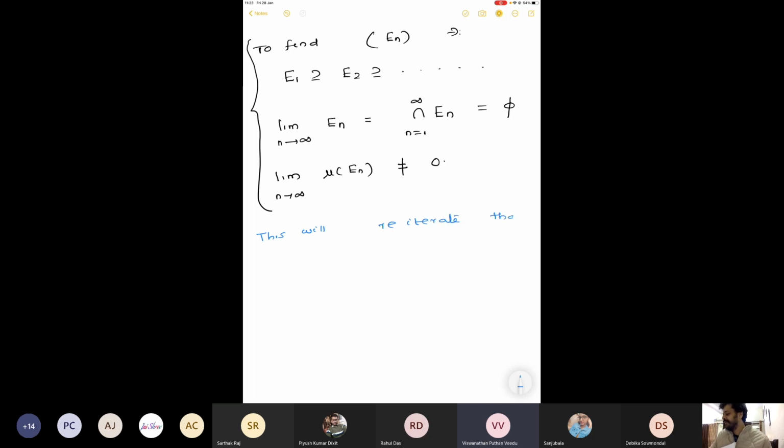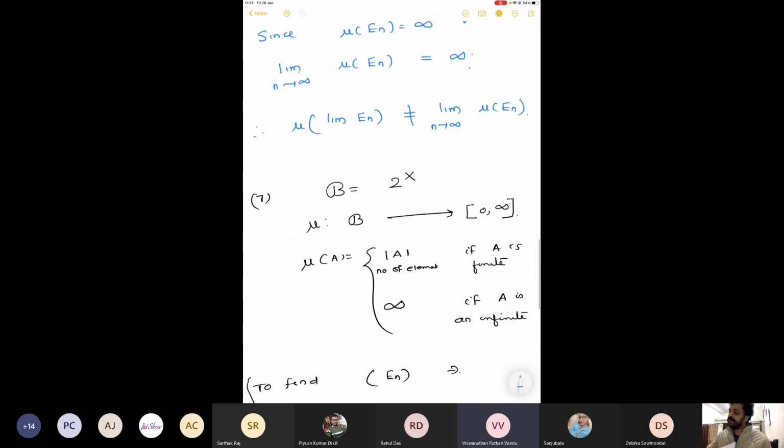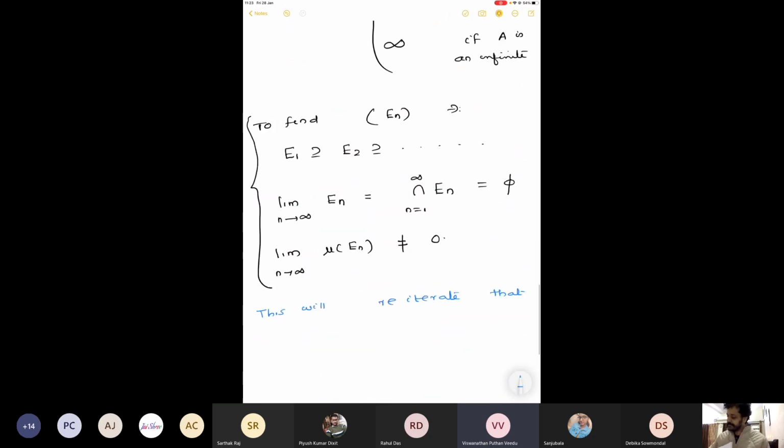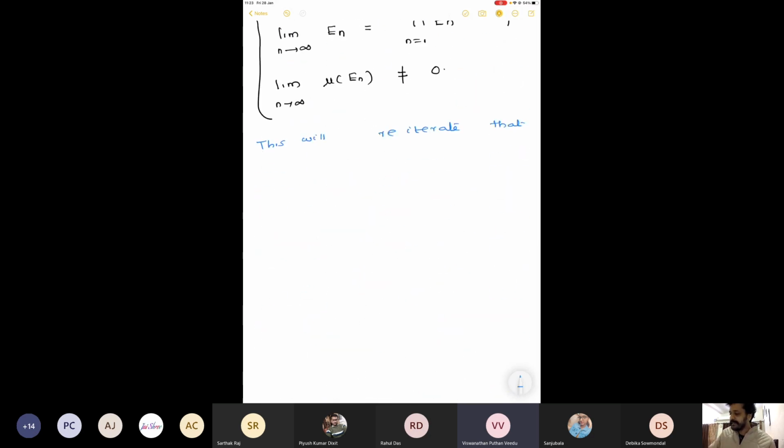that, why I am writing reiterate, because already you know that mu of limit may not be equal to limit of mu if you take a decreasing sequence. This will reiterate that mu of limit En, which is mu of intersection En, will not be equal to limit n tending to infinity mu of En. This is the reason why we don't put approximation from outside.